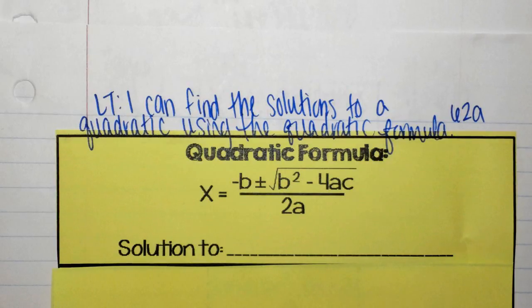You only use the quadratic formula when a quadratic is set equal to 0. Just like when we factor it, it's set equal to 0, and we set our factors equal to 0.